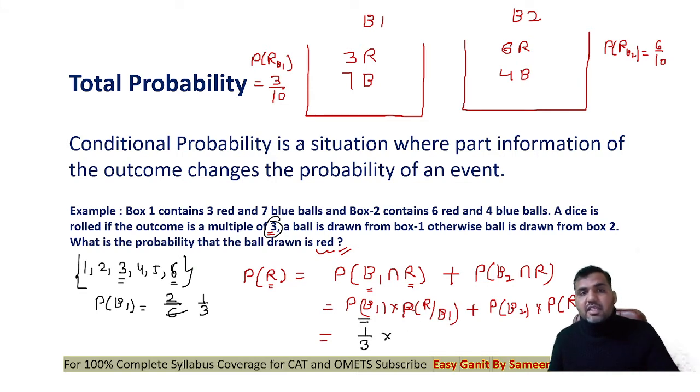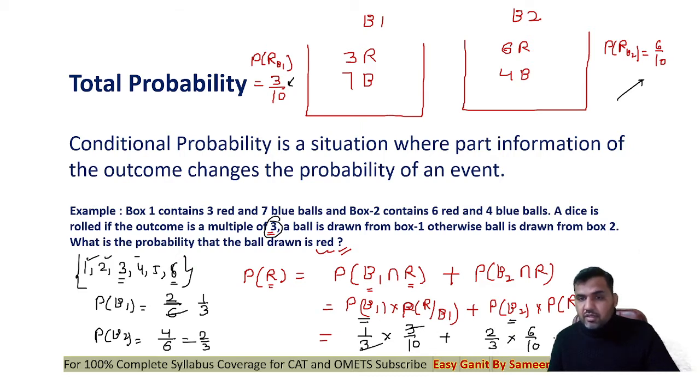Now the probability of selecting the red ball from box 1, you can see, is 3 by 10. Plus the probability of selecting box 2, which is getting any of these 4 outcomes other than a multiple of 3, out of the total number of cases, that is 2 by 3. So the probability of selecting box 2 and then selecting the red ball from box 2, that is 6 by 10.